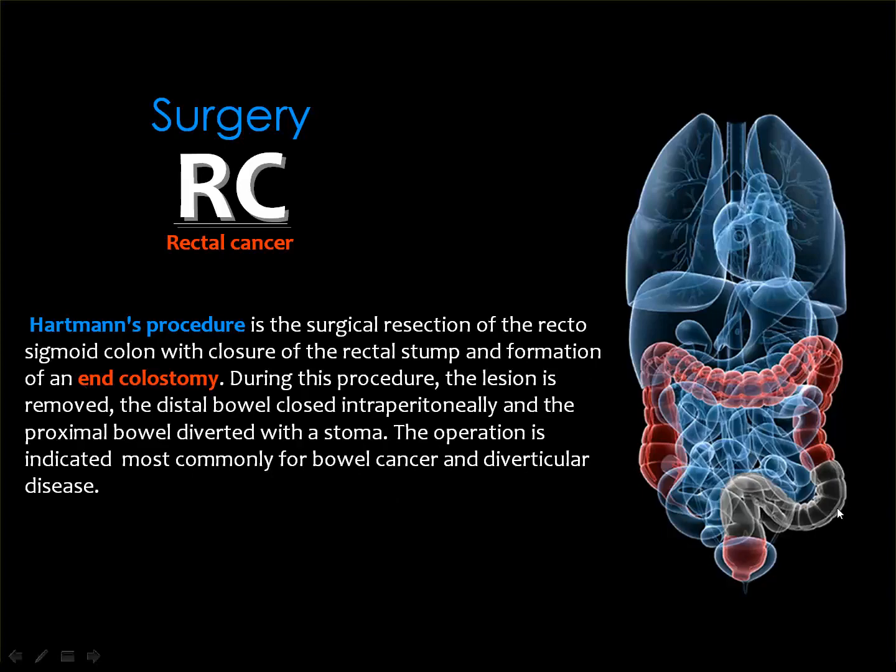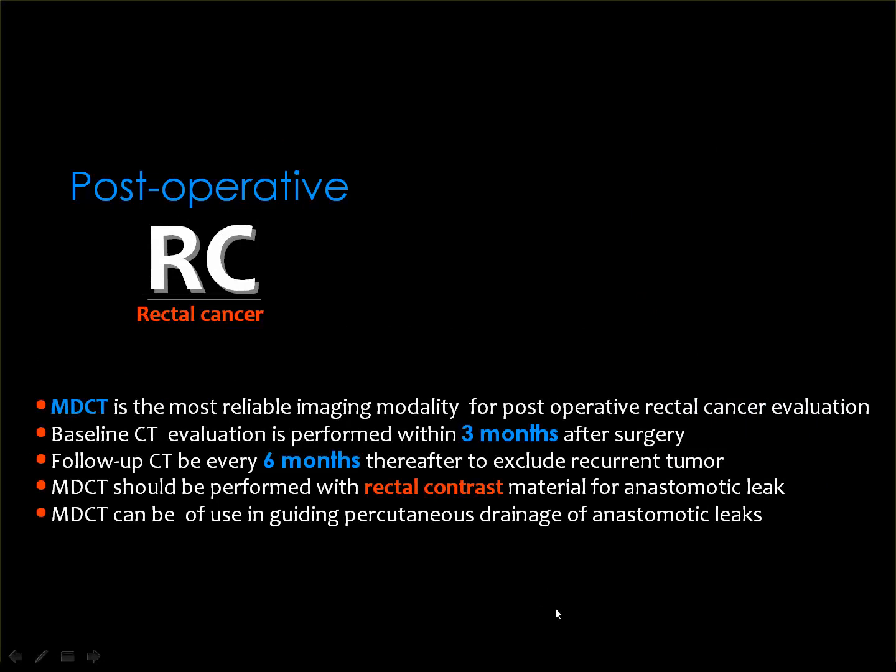And you remove this area shaded in gray, and the rectum will be sutured, and there should be a colostomy, and this operation is indicated for bowel cancer and diverticular disease. Then the last issue in this lecture is to evaluate the post-operative normal appearance and the complications. It's worth mentioning that CT is the most reliable imaging modality for post-operative cancer evaluation.